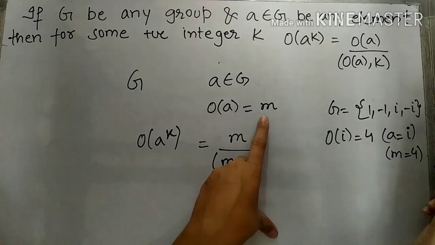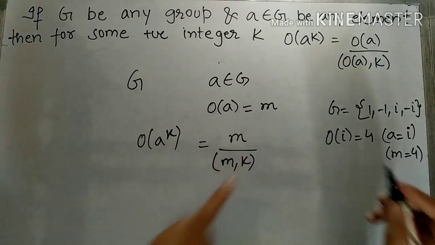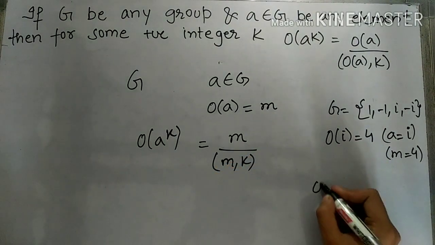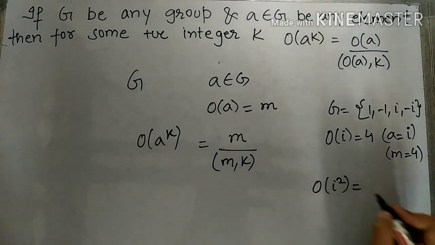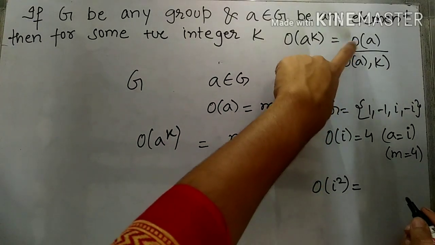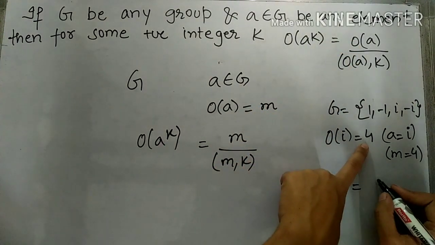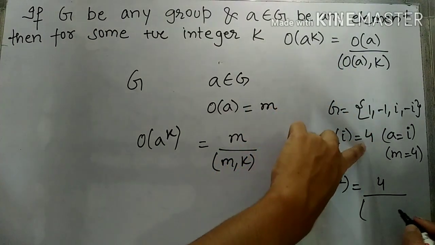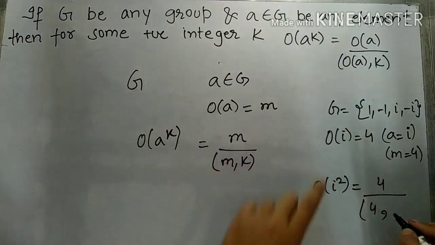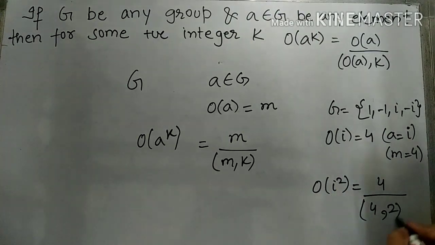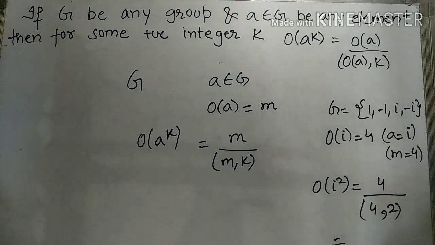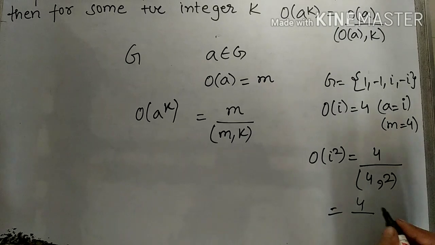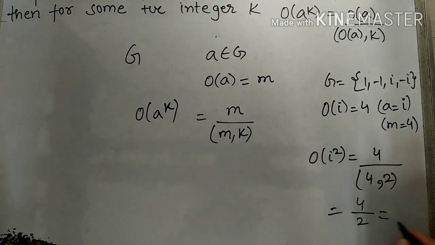That is, friends, here m is given to be 4, and if you are to find the order of any power of iota, like the order of iota square, then first we will write the order of a, that is the order of iota, which is equal to 4, divided by the GCD of the order of a, that is 4, comma k. k is here 2, so we will get 4 by GCD of 4 and 2, that is 2, and it comes out to be 2.